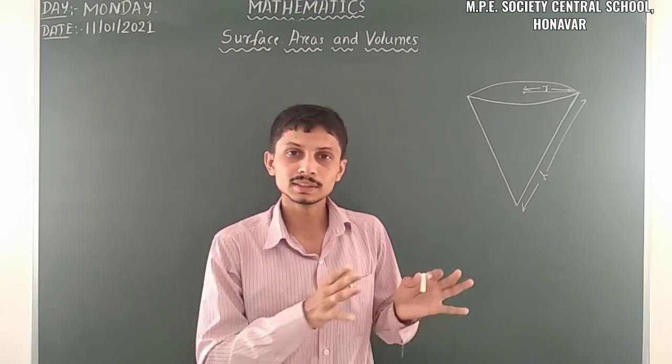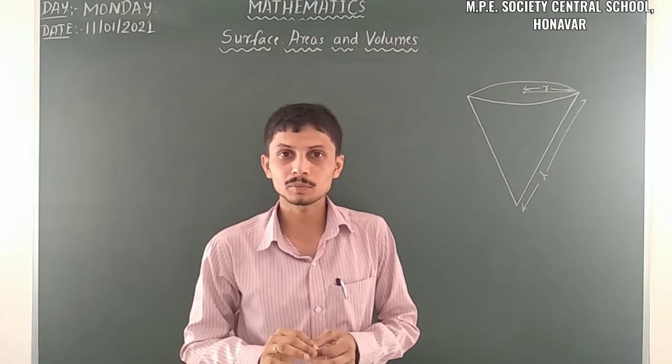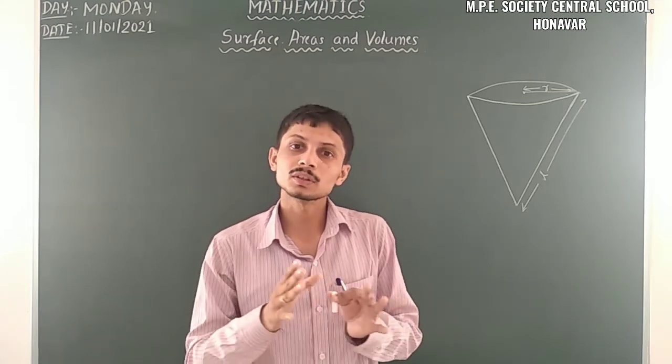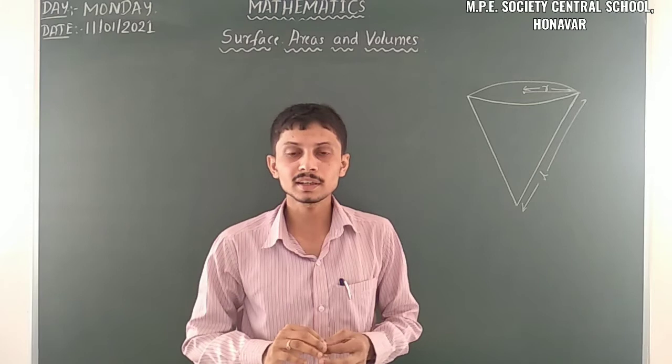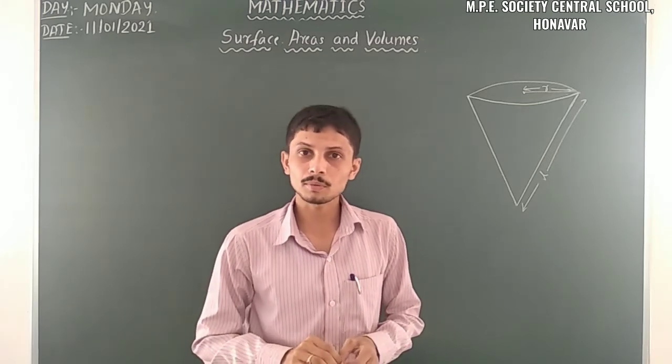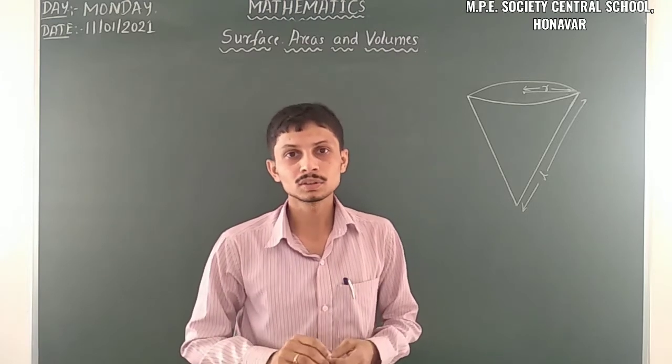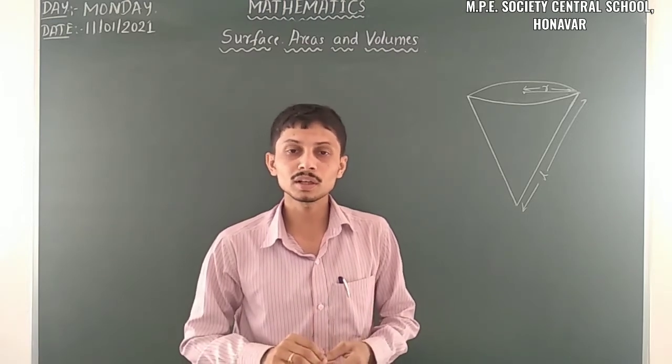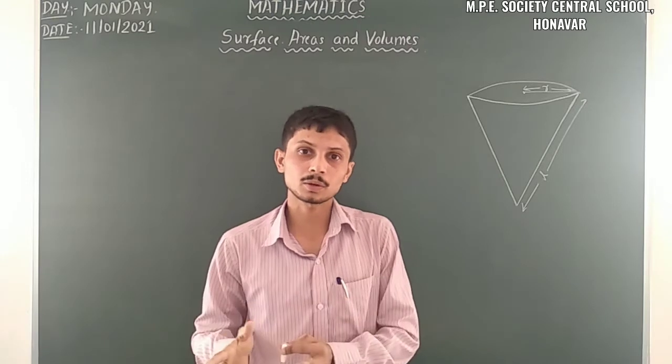So last class we discussed a topic from 9th standard, that is surface areas and volumes. In surface areas and volumes we already discussed the surface areas of cube, cuboid, right circular cylinder and right circular cone. So we are discussing some problems based on the right circular cone. Here we have to move on to the next set of problems.